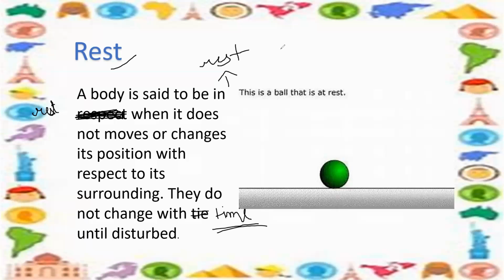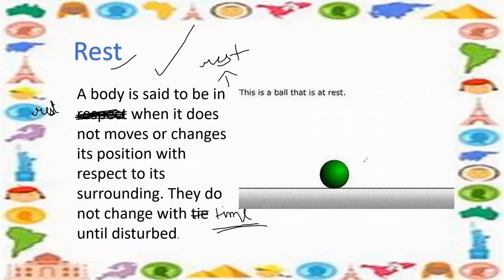We saw that a body is said to be in motion when it moves or changes its position with respect to its surroundings. With respect to its surroundings means the people or anything that surrounds you, the person or thing that is observing. So rest means that it does not move or change its position.